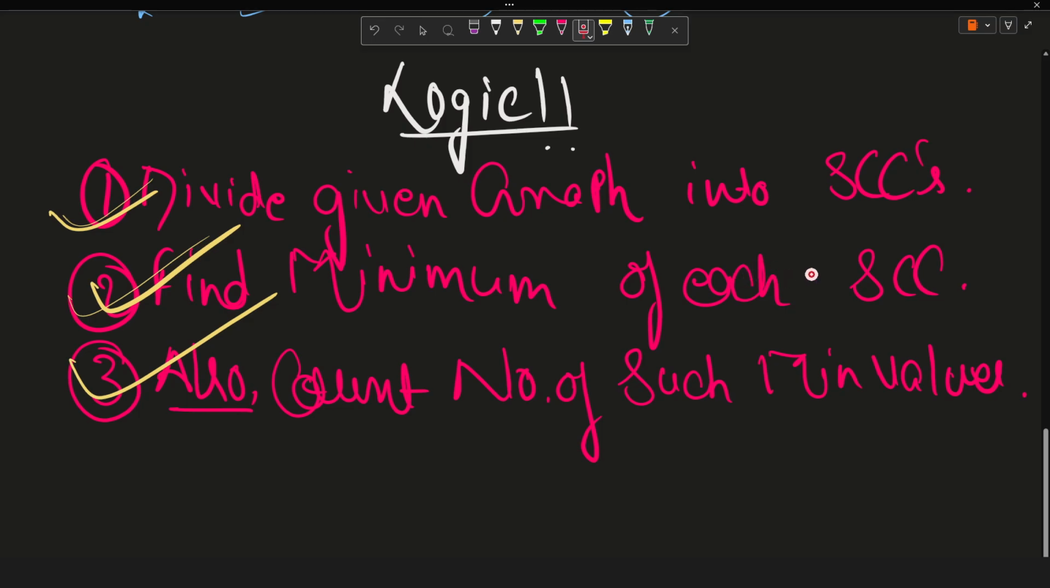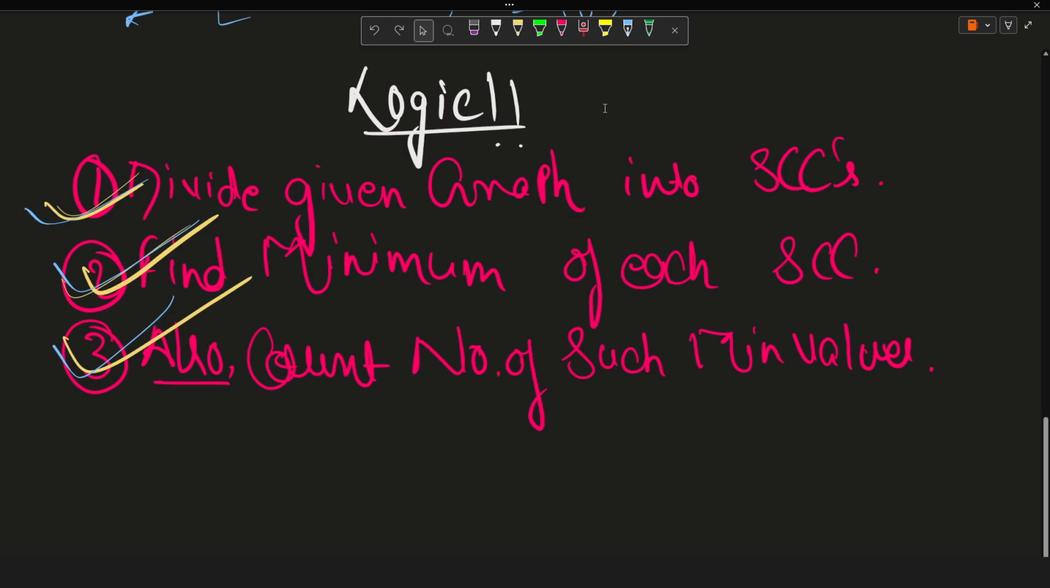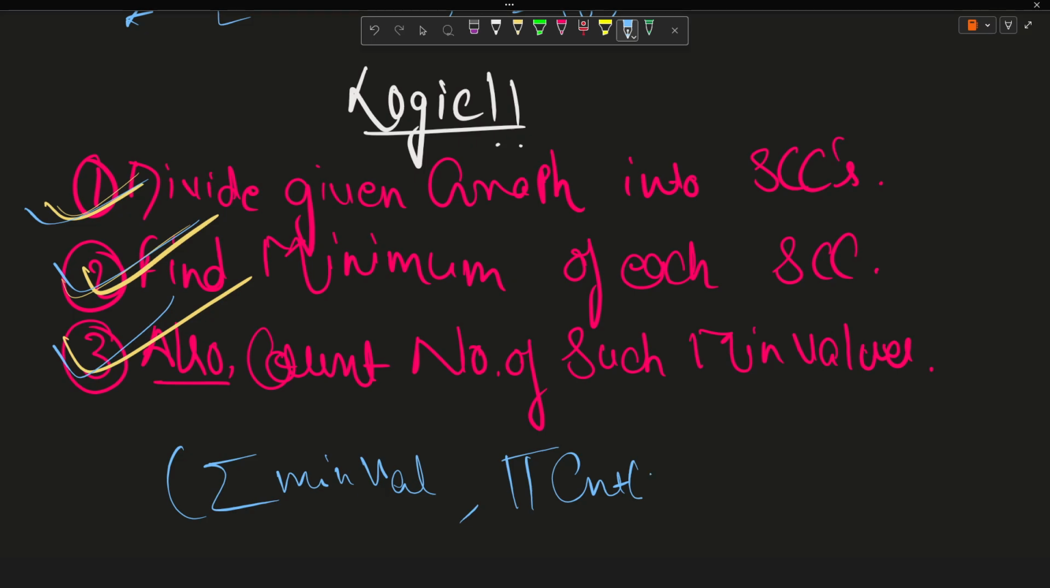So once I have constructed the SCCs for a given graph, I would have also calculated the minimum for each component, and once I have calculated the minimum for each component, I would have also calculated the total number of such minimums for each component, right? And at last I would just have returned what? I would have returned the summation of the minimum value for each component, comma, the product of the count of such minimum values for each component, right?